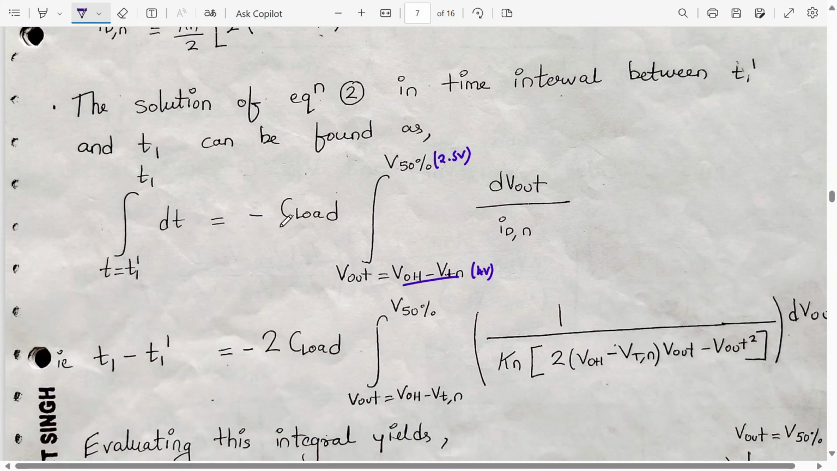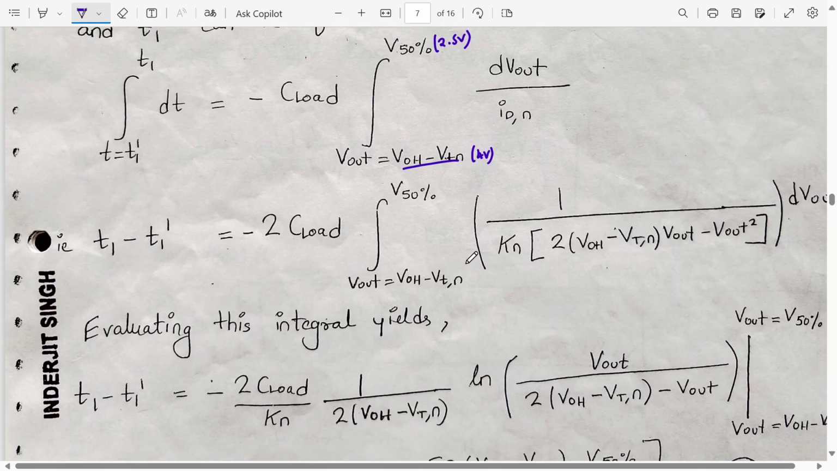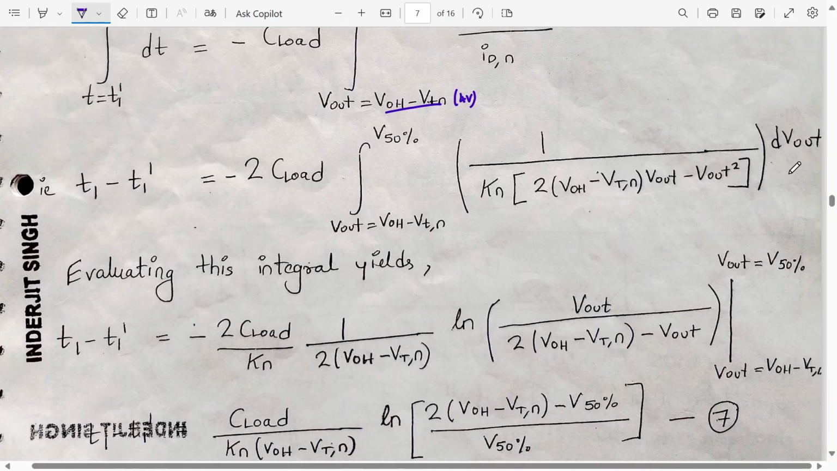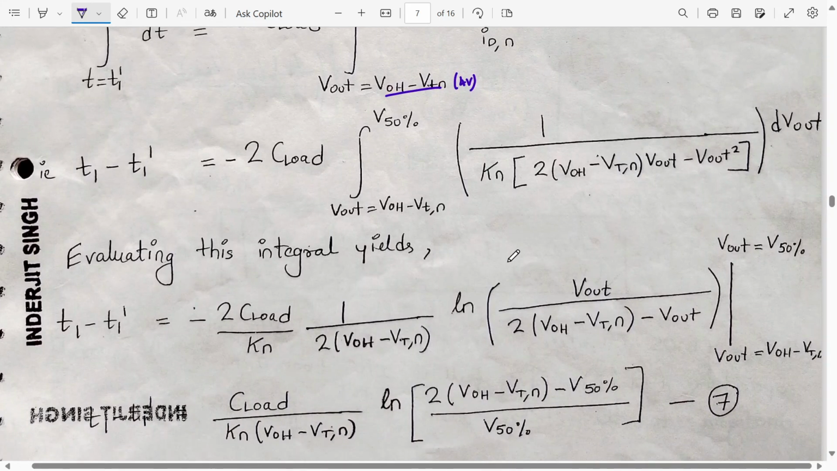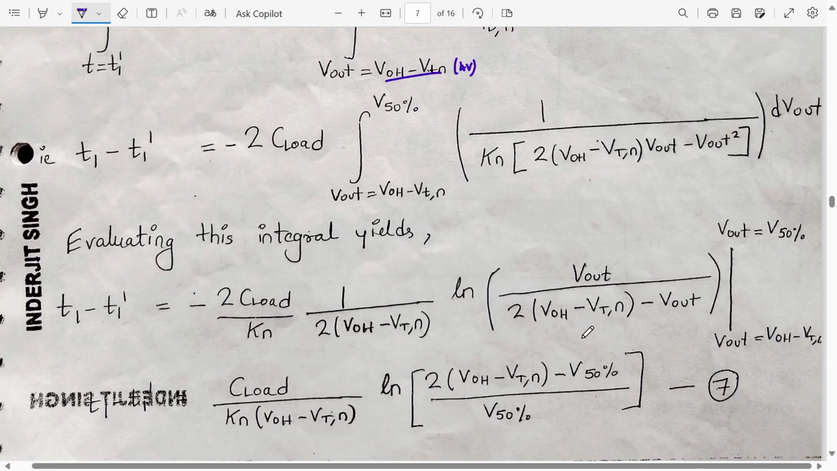Okay, so we have estimated the same thing. So we apply the formula over here, twice K, C load will come out. So Kn twice VOH, Vin is VOH, right? This formula will remain as it is. Okay, and it will be dVout. Now evaluating this integral will lead to this. So you can check how this has come. You can again do integration by limits, and after solving this integration you will get this result.